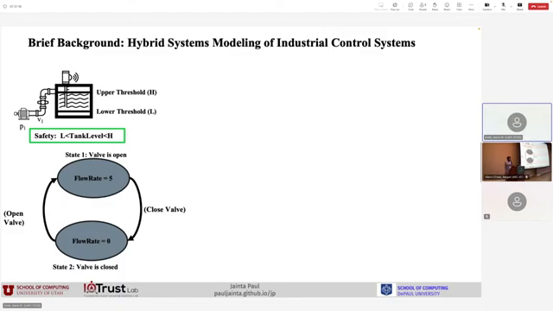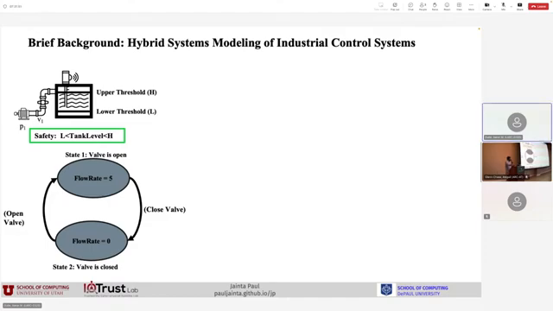So this is the same water treatment tank that I was talking about, and it has a safety property in terms of the water level. The safety property is that the tank level cannot go beyond the upper threshold, and it cannot go lower than the lower threshold. It has to maintain this safety property. So across an infinite amount of executions, let's say, how do we ensure the safety here?